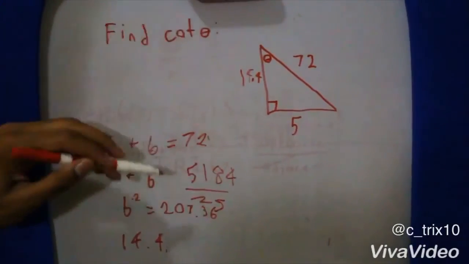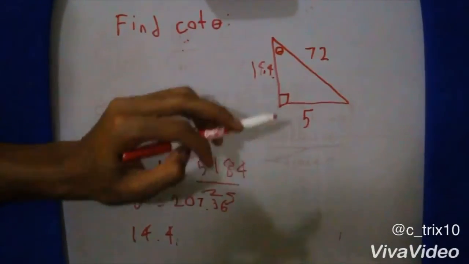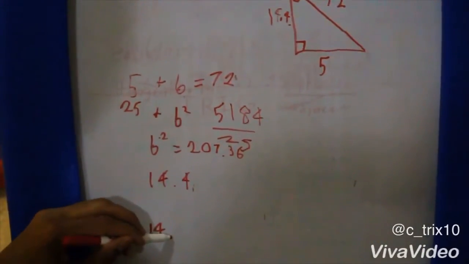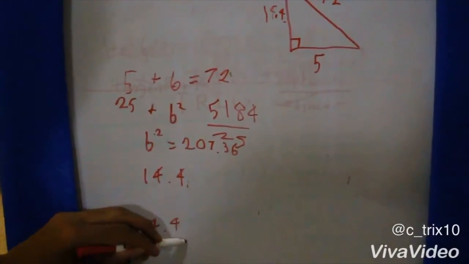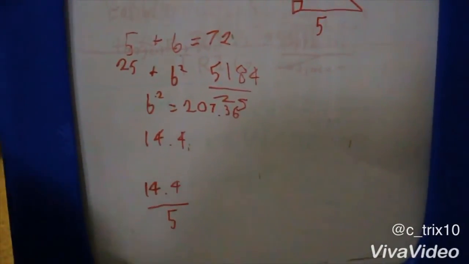Having your 14.4, you can now find your cotangent, which is your adjacent over your opposite. So cotangent being 14.4 over 5. Spider-Man has saved the day once again.